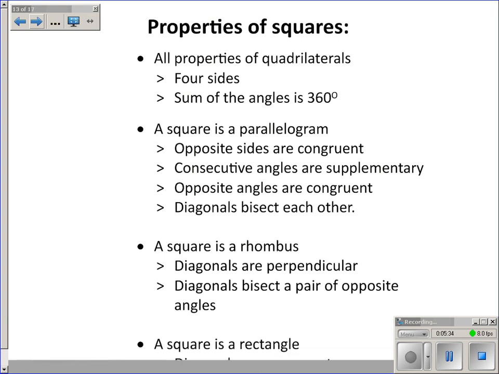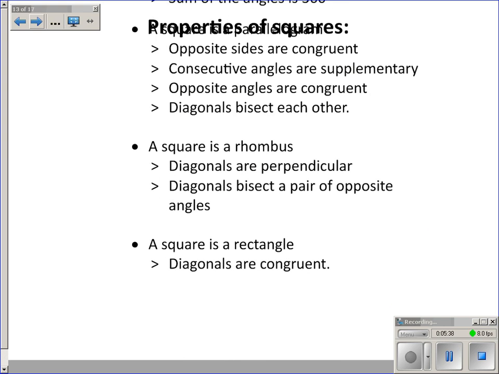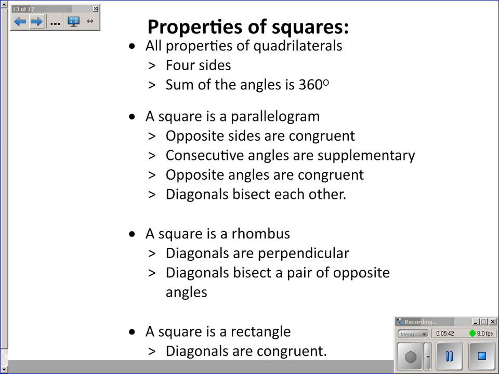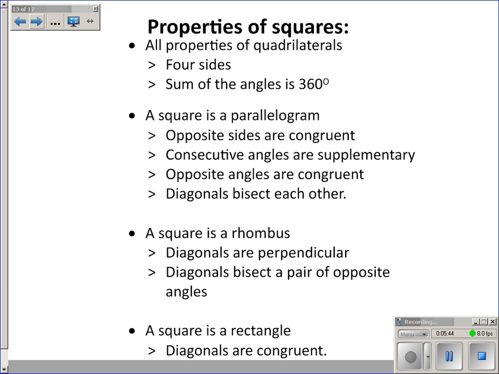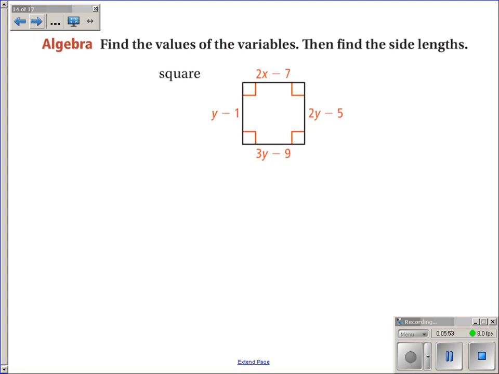Okay, a square is also a rectangle. Just move this up. And so the diagonals are congruent. Okay, so a square has all the properties of parallelograms, rhombuses, and rectangles. So let's use these properties to answer some questions. Find the values of the variables and then find the side lengths.